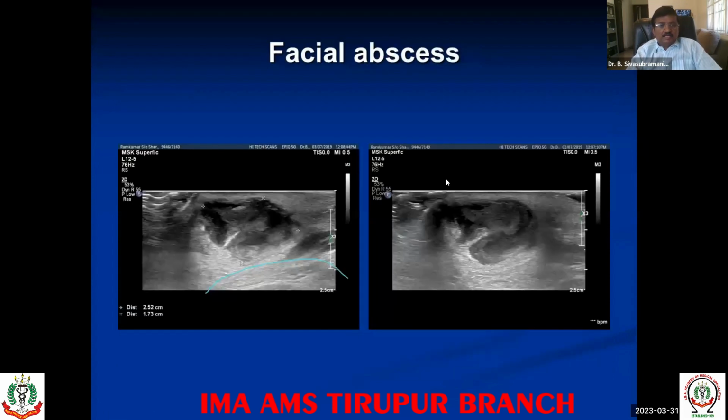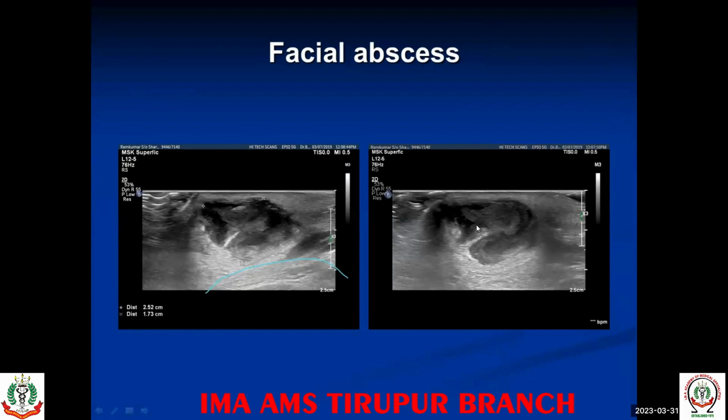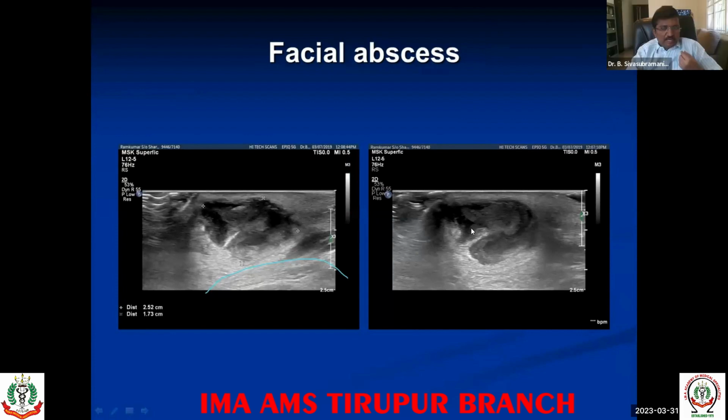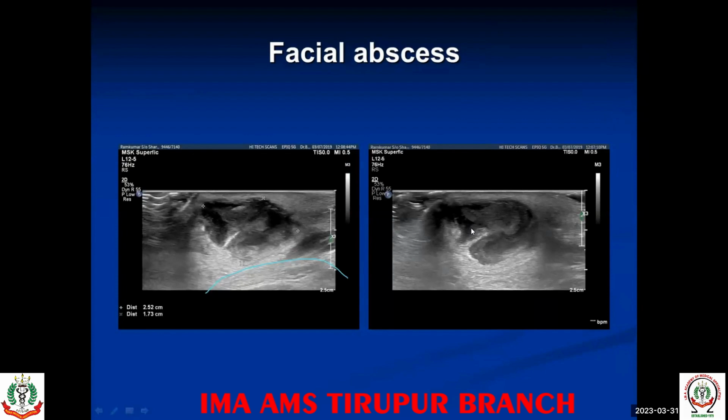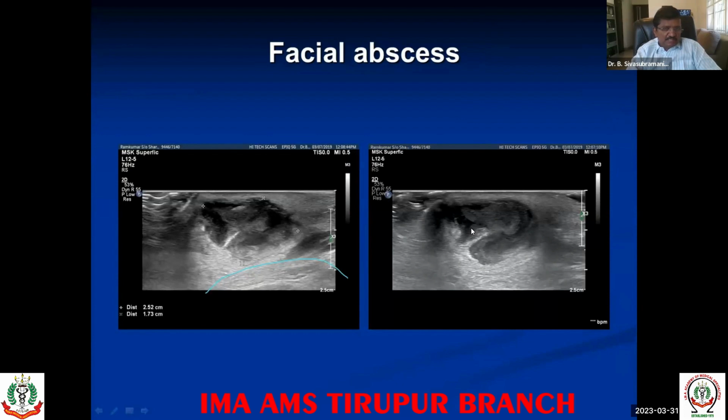A case again of swelling in the cheek region, and ultrasound showed an irregular abscess here. The root cause of that abscess was a root canal infection, which has spread to the cheek, and there was an abscess below the masseter muscle.